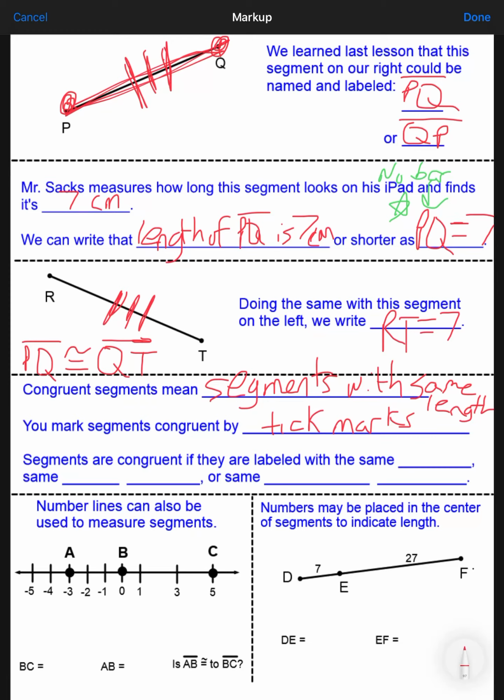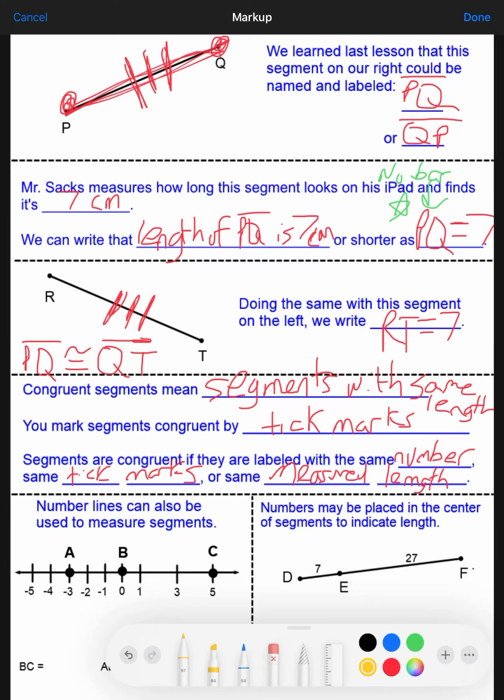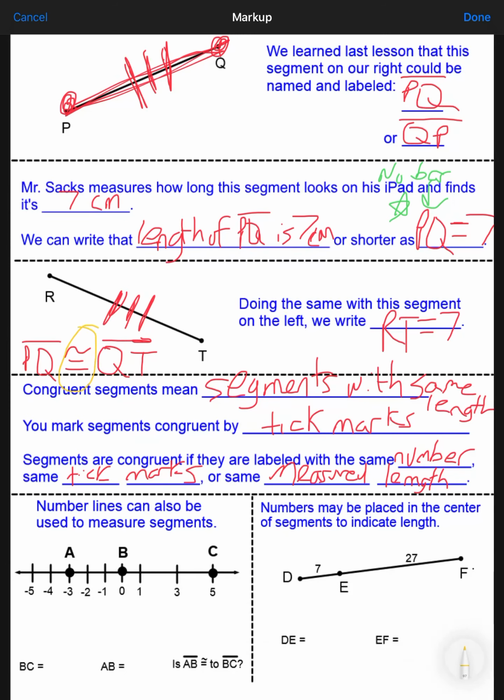So segments are congruent if they're labeled with the same number, the same tick marks, or the same measured length. And they're also, of course, congruent if that symbol there, let me highlight that symbol again, equals sign with a little squiggle. That squiggle is called a tilde. When that's on top, that also means they have to be congruent. That's pretty much it for congruent segments here for today.